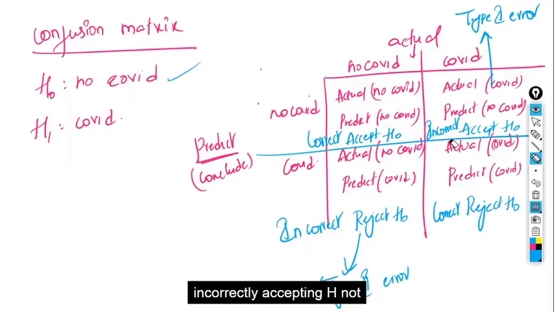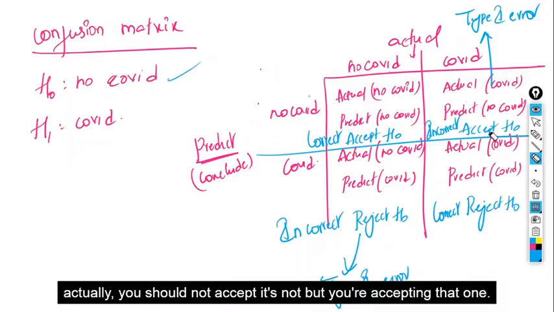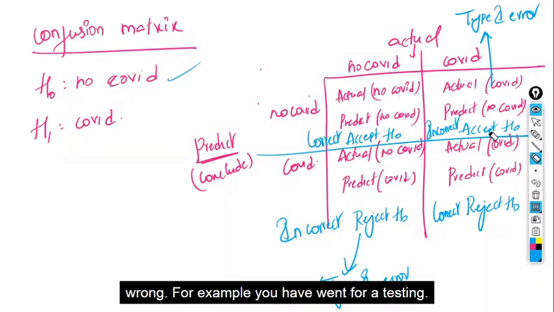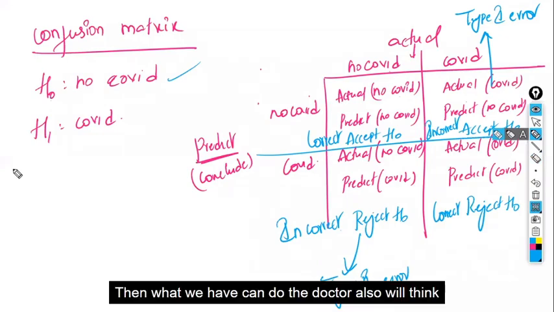Type 1 error means incorrectly accepting H0. Actually, you should not accept H0, but you are accepting it based on whatever the data. For example, the data was given wrong. For example, you have gone for testing, malaria testing. The test report was given wrongly. Then what can we do?